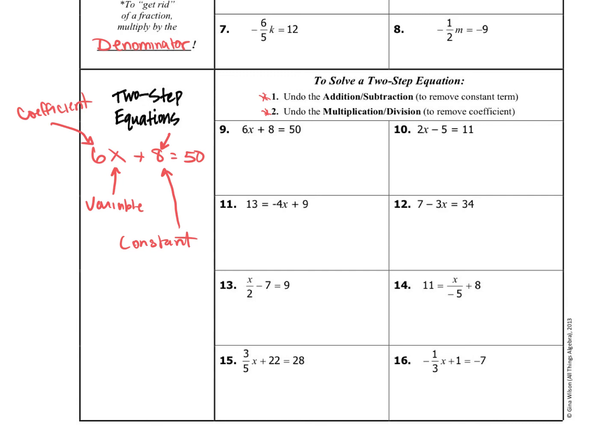So what you're going to do now with this one is, again, we're going to look at it. Number 9 is an addition problem. So we're going to first subtract 8. We're going to do the first step. Subtract 8 from both sides. This cancels. We get 6x equals 50 minus 8 is 42. We're trying to get x by itself. It's still not by itself. So we're going to divide by 6 on both sides to get the 6 away. From there, x is equal to 7. See how easy?